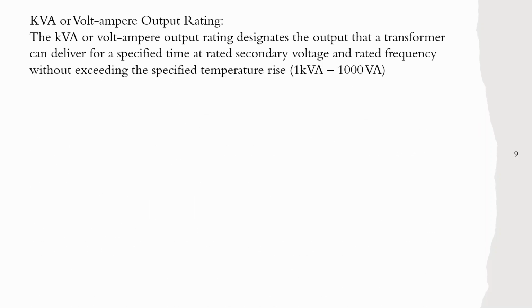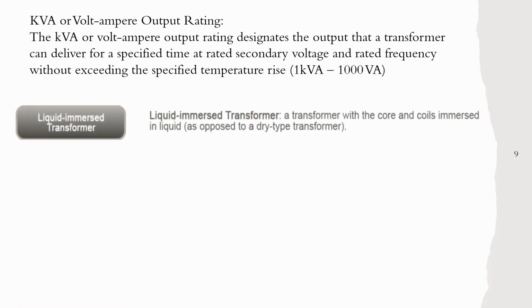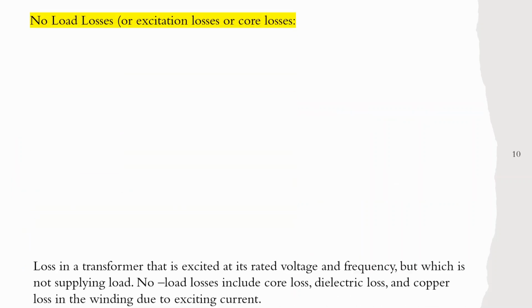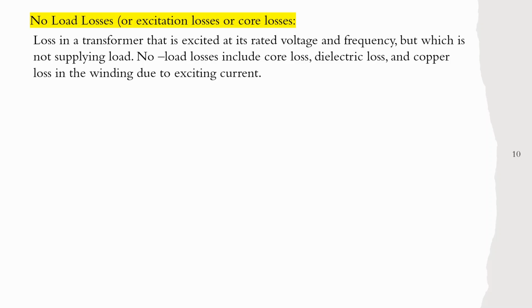Then kVA again, the volt ampere output rating. Liquid immersed transformer, load losses, no load losses. So in a transformer that is excited at rated voltage and frequency but is not supplying load, no load losses include core loss, dielectric loss, and copper loss in the winding due to exciting current.